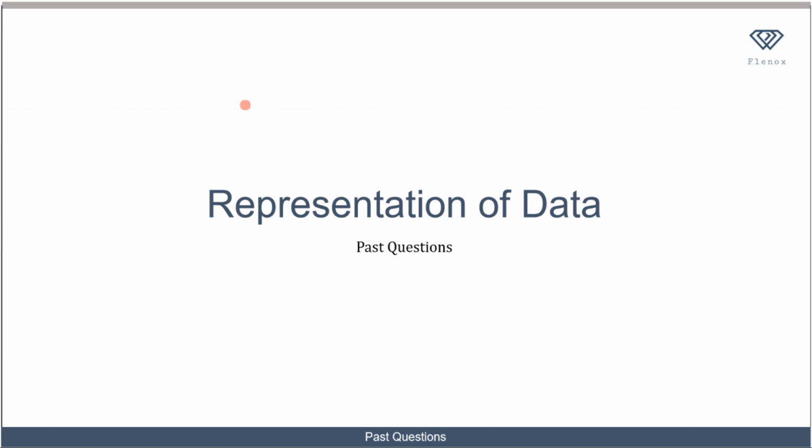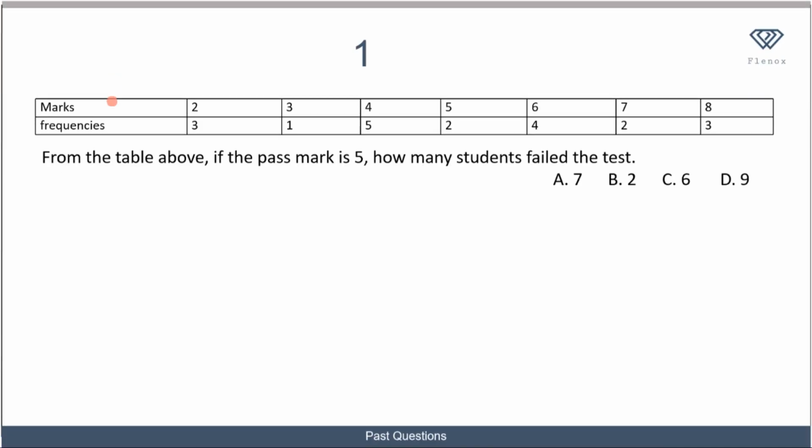So now let's look at some past questions to see how to apply the concepts that we have learnt. In this first question, we are told that from the table above, if the pass mark is 5, how many students failed the test? So what we want to do is first interpret our table over here. So what does this table mean?